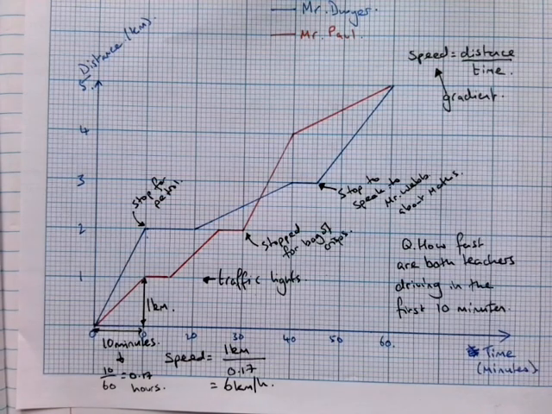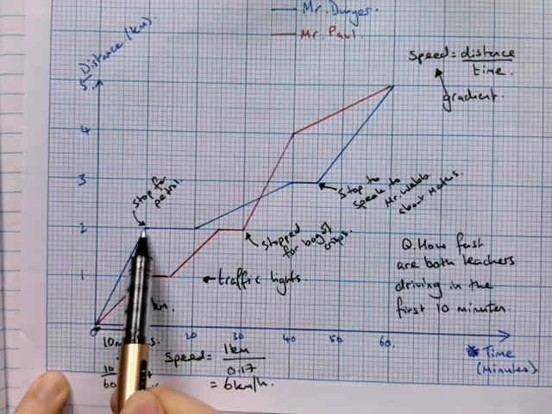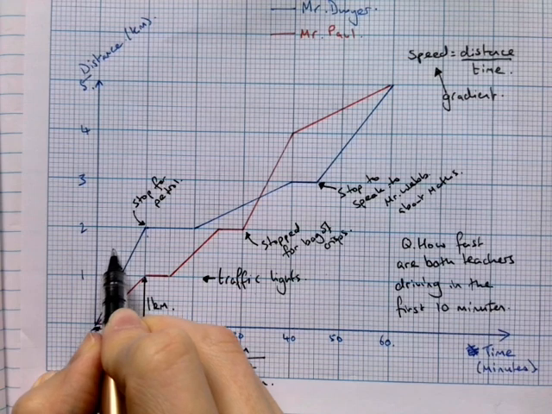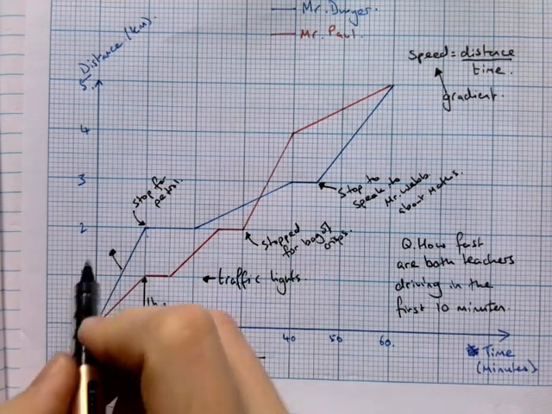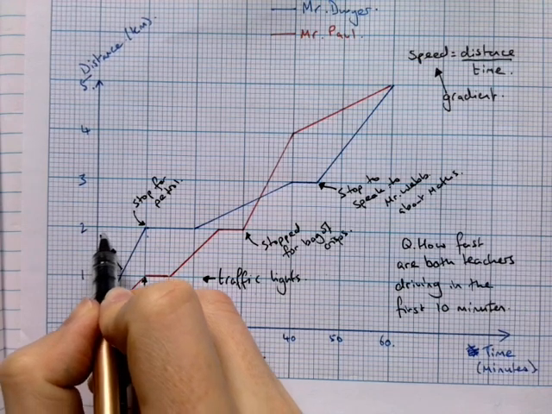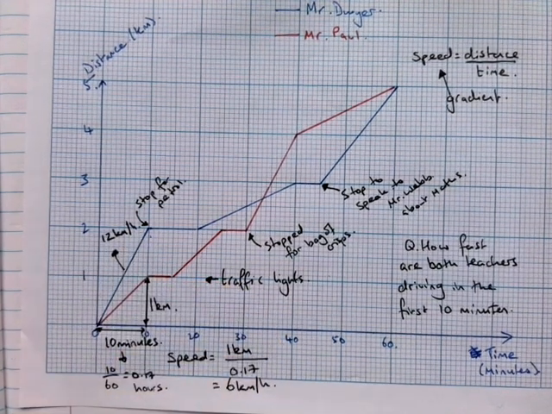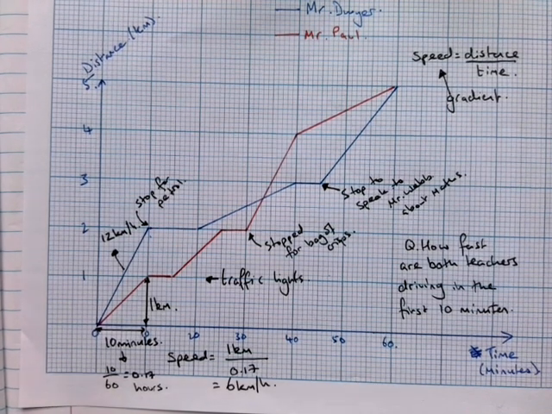Very, very safe driver. If I were to do the same calculation for me, I've travelled 2 kilometers in the same amount of time. So you can work it out: because I've gone twice as far, I've gone twice as fast. So my speed will be a very fast 12 kilometers per hour. And you can do that for any part of the graph.